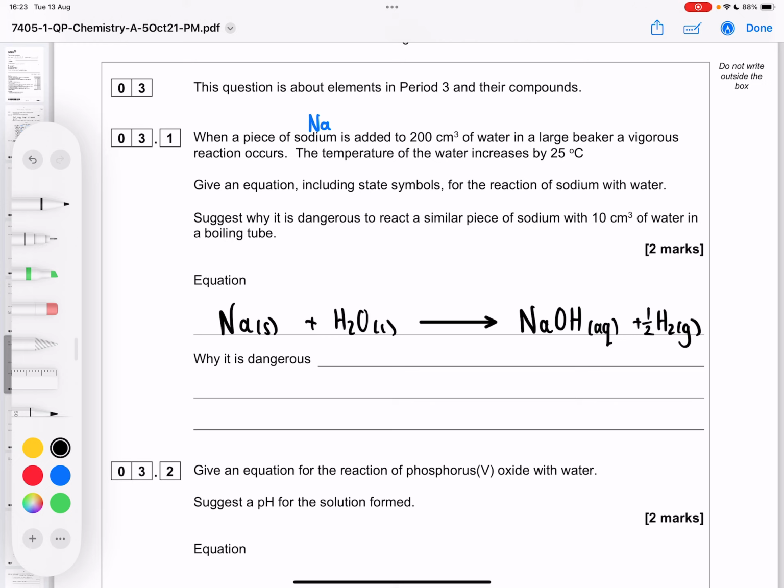Both would be correct. Suggest why it's dangerous to react a similar piece, so the similar size piece of sodium, but with only 10 centimetres cubed of water. So if the amount of heat energy, when spread out over 200 centimetres cubed of water, allowed the water to go up 25 degrees C, imagine that amount of heat energy being evolved in only 10 centimetres cubed. The amount of temperature rise would have to be phenomenally much larger, because 10 centimetres cubed is a 20th of the size. So imagine having a 20th times increase in the temperature rise.